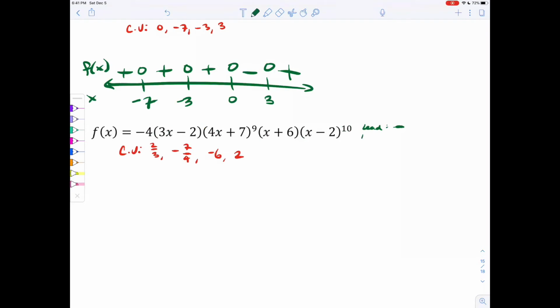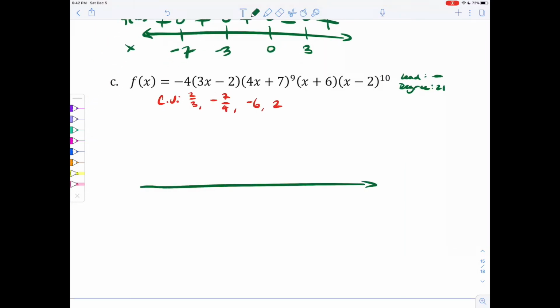And then degree, we've got 1 plus 9, which is 10. We got 11, and then another 10. So this degree is like 21. Whew, what a doozy. Well, let's put this thing together.